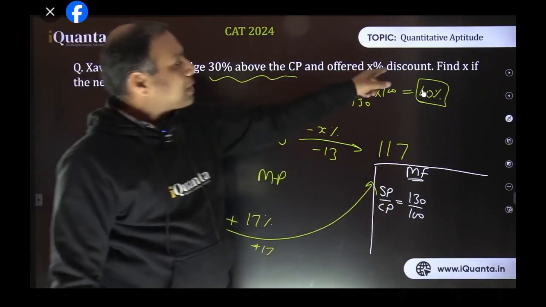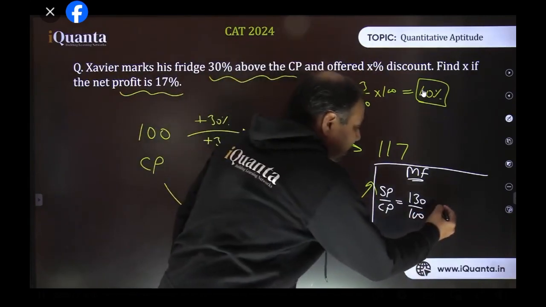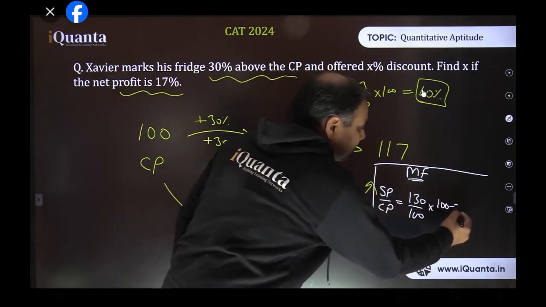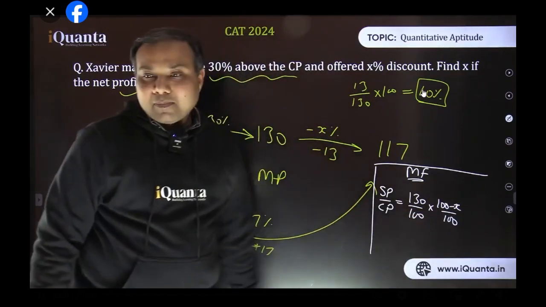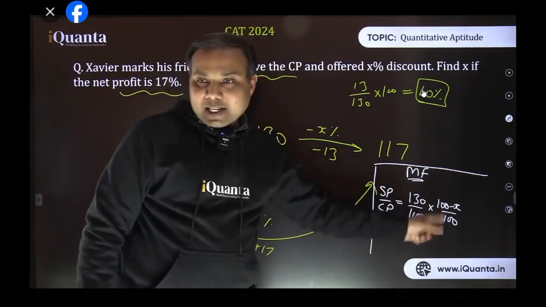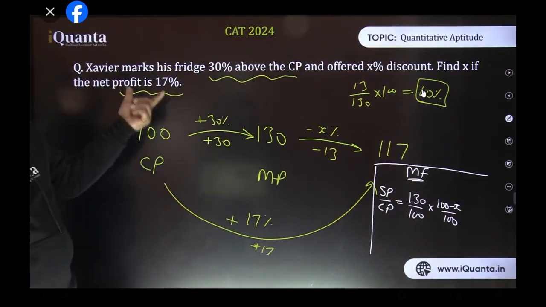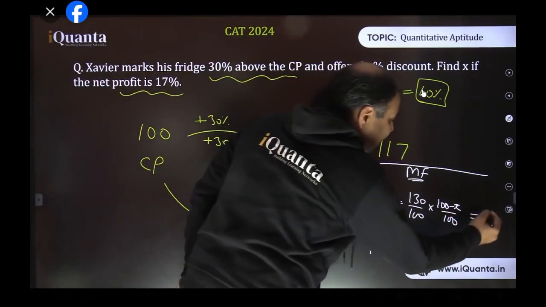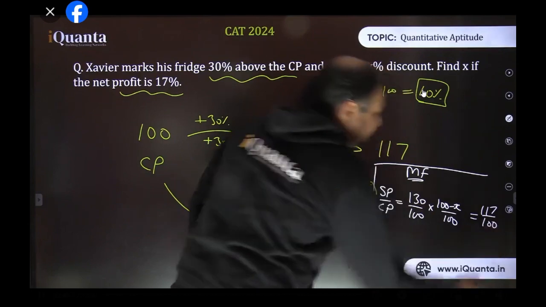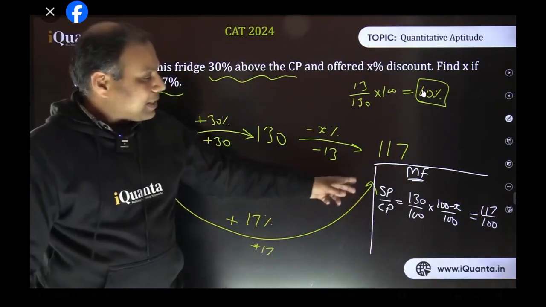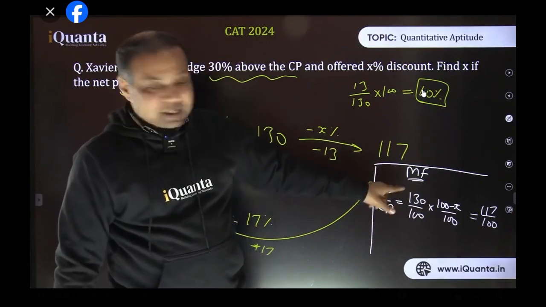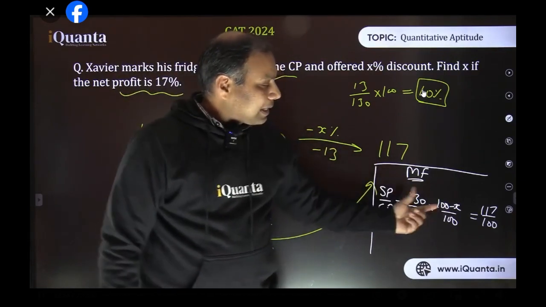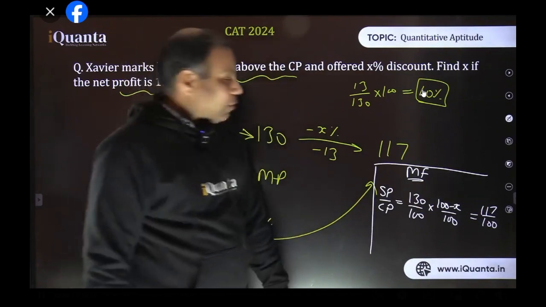But now he's offering a discount of X%. So offering a discount of X% means he is giving it for a certain less price, so that becomes the multiplication factor, that is 1 minus X by 100 or 100 minus X upon 100, and the total net profit given is 17%, so it is basically equal to 117 upon 100, right? So that ratio basically gives us the SP and CP. In a nutshell, you can understand this. So first we increase the price by 30%, then we gave a discount of X%, and the net result is an increase of 17%. Now we can easily simplify this.